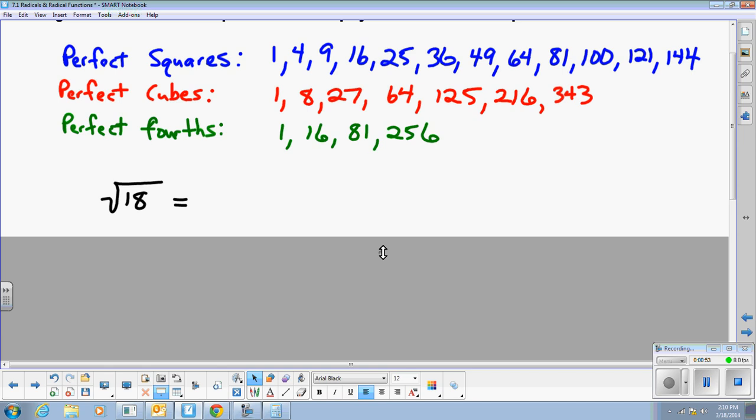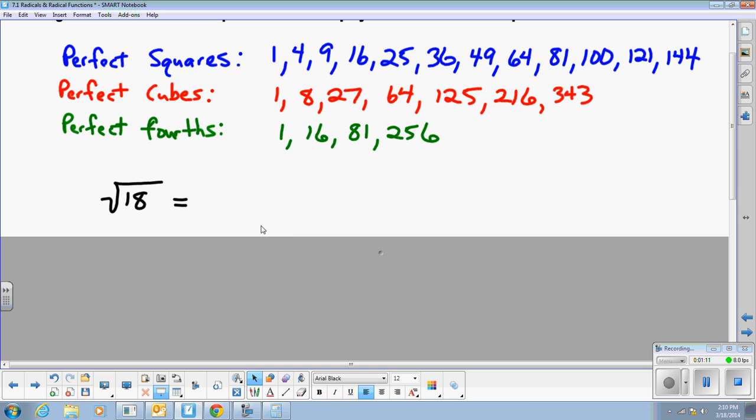18 is not a perfect square, but we can make this a little bit easier on us and use simpler numbers than this. So we take a look at the square root of 18 and I ask myself, I'm looking for perfect square factors. So what are the factors of 18? Are any of them perfect squares?